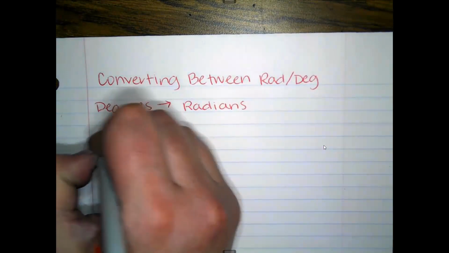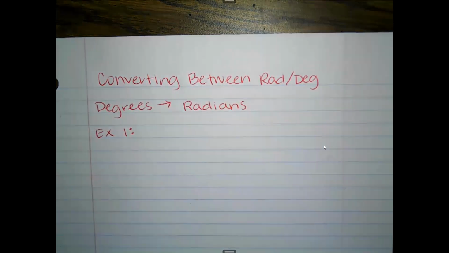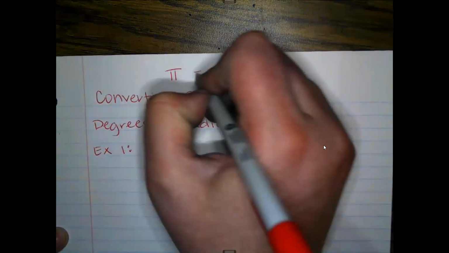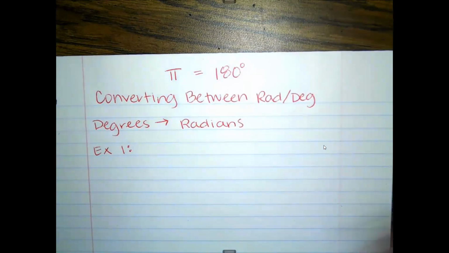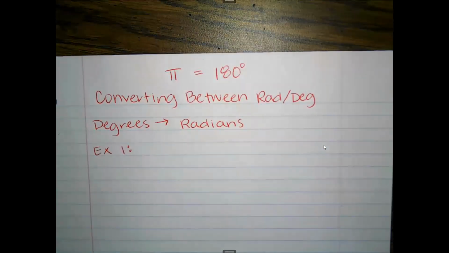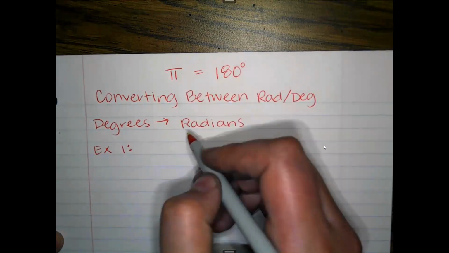And when we do any of these conversions, we just have to remember what the conversion rate is. And you just have to remember that pi and 180 degrees are exactly the same thing. They're equal to each other. It's kind of like saying 12 inches equals 1 foot or 3 feet equal 1 yard. They're exactly the same thing. They make the same angle.